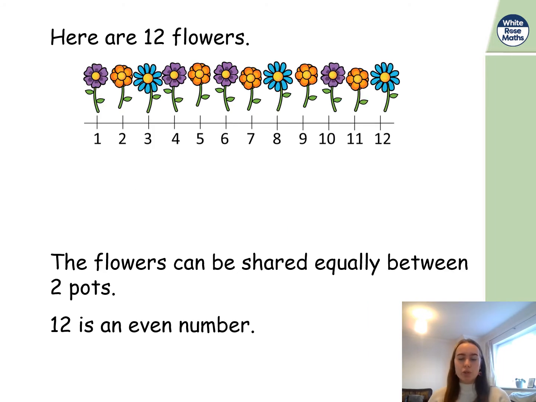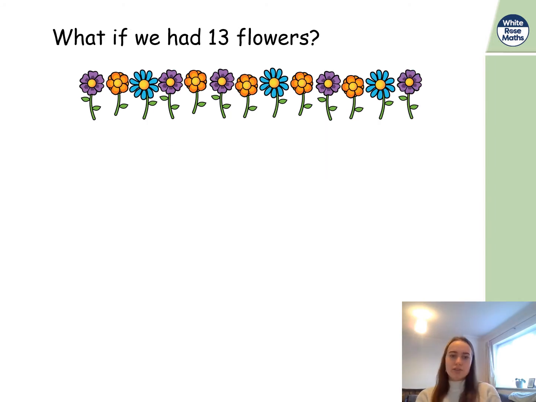So here we've got 12 flowers. Now 12 is an even number. That means it can be shared equally between 2 things. So if we know that 12 is even, what if we had 13 flowers? Would this be an odd or even number?